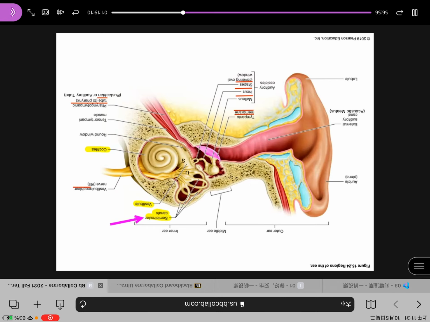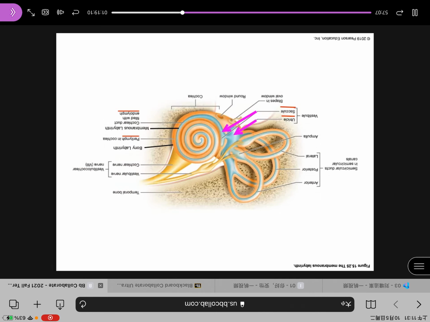They are those things that look like onion rings. See those rings? Actually, there's a set of 3 rings. So these are also parts of the inner ear. So now let's go to the larger figure and see if we can identify those semicircular canals.